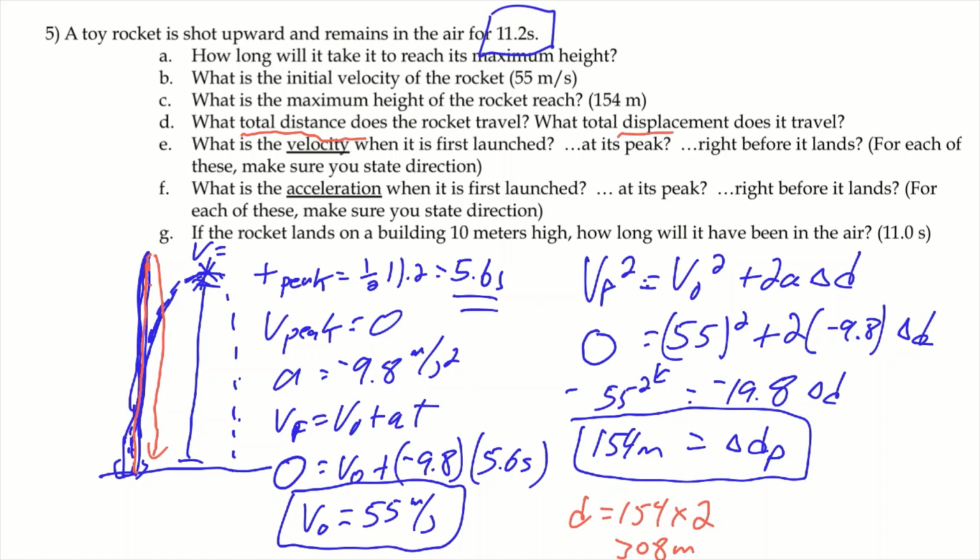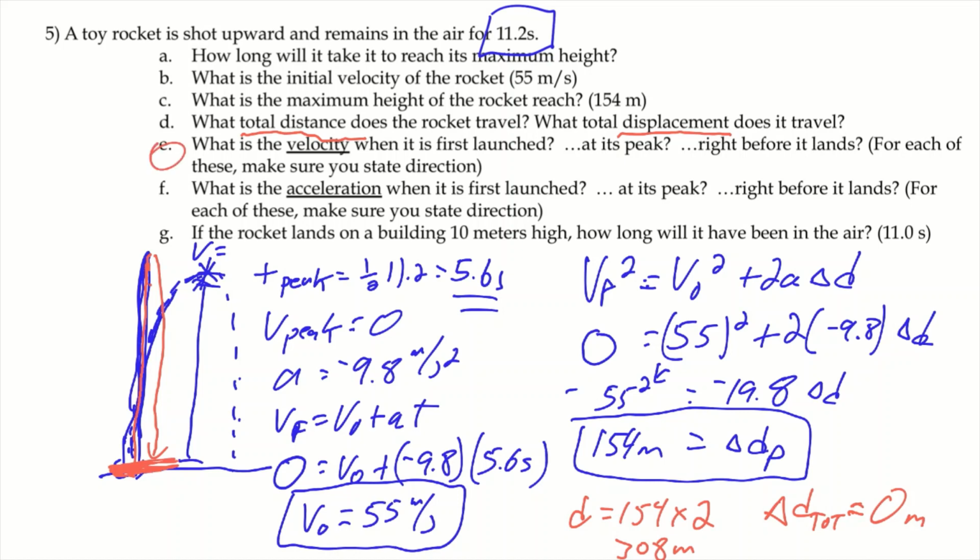Now displacement, remember displacement's how far from where we started. So if we started on the ground and we ended on the ground, then our displacement total would just be 0, because we're at the same place that we started at.